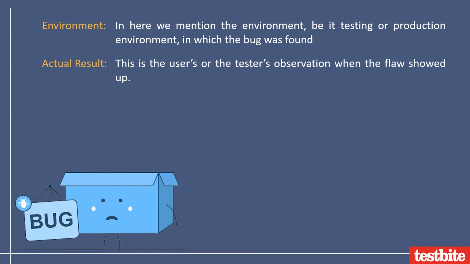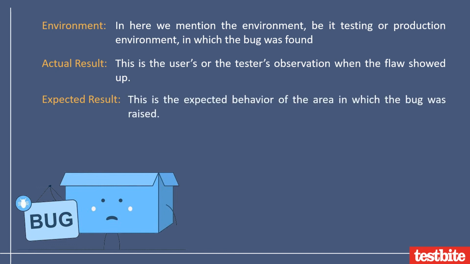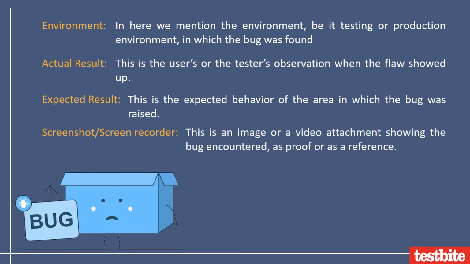This is the user's or the tester's observation when the flaw showed up while testing. This is the expected behavior of the area in which the bug was raised. When the actual result does not tally with the expected result, then it means there's a defect. Last but not least, another important thing to add to the bug report is a screenshot or a screen recording. This is an image or a video attachment showing the bug encountered, as a proof or as a reference for the developer, to get more idea on the bug.